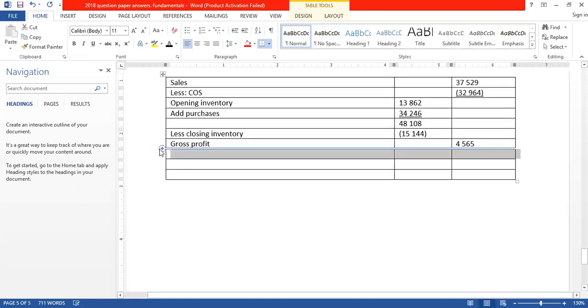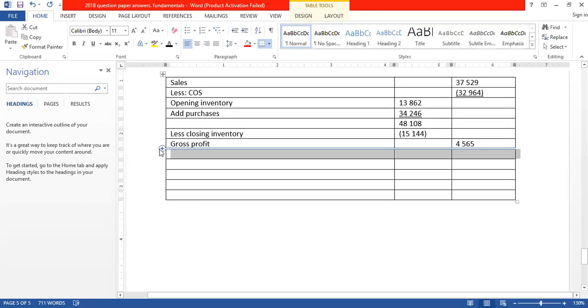We add all incomes received. So we add other income if we are given. So we go back to our question and find out, do you have any other income? No, we actually do not have any other income. So the next thing that we do is we list all expenses.